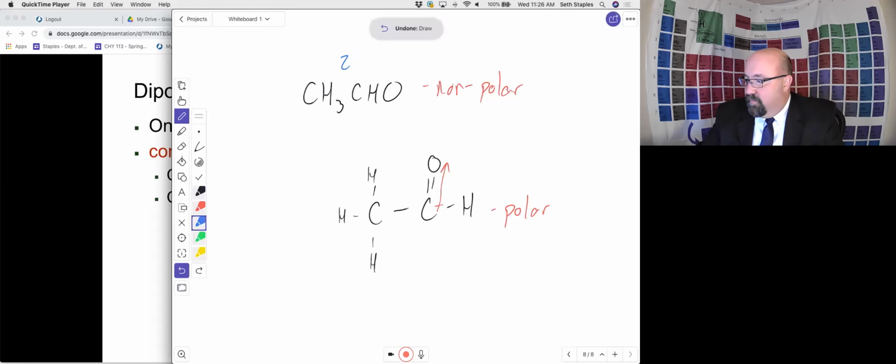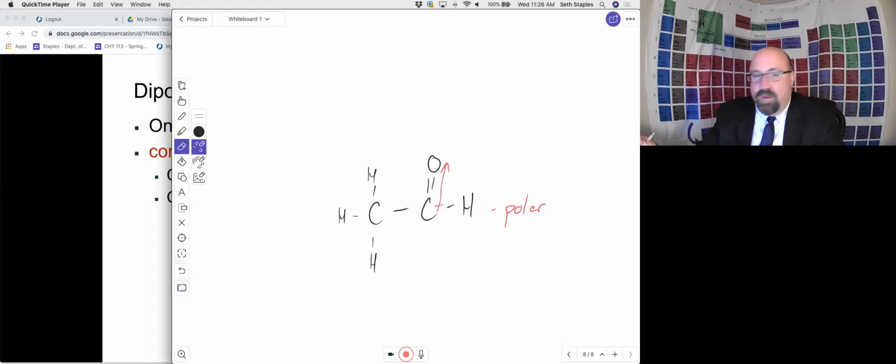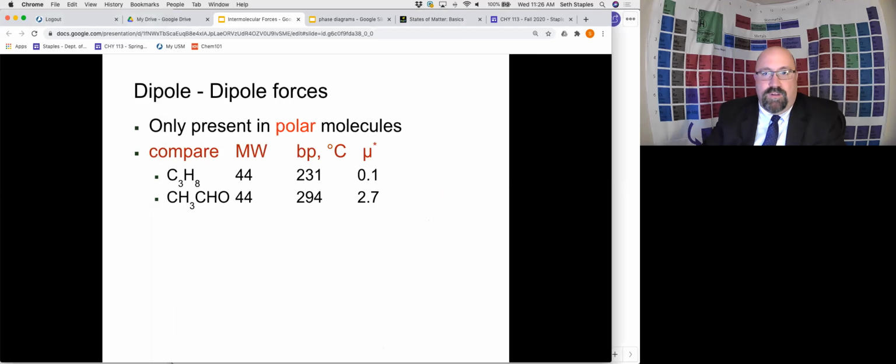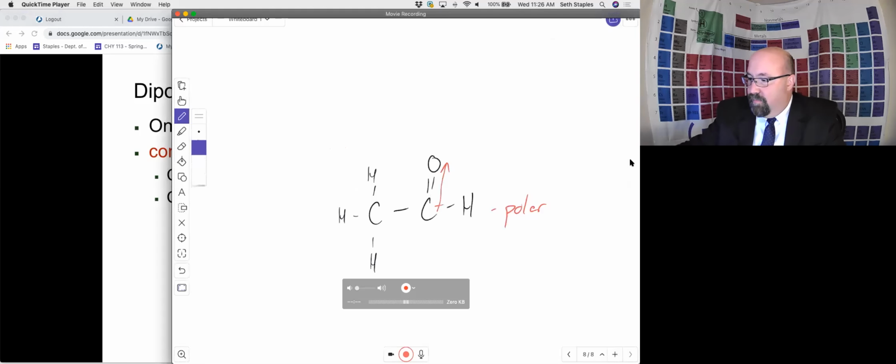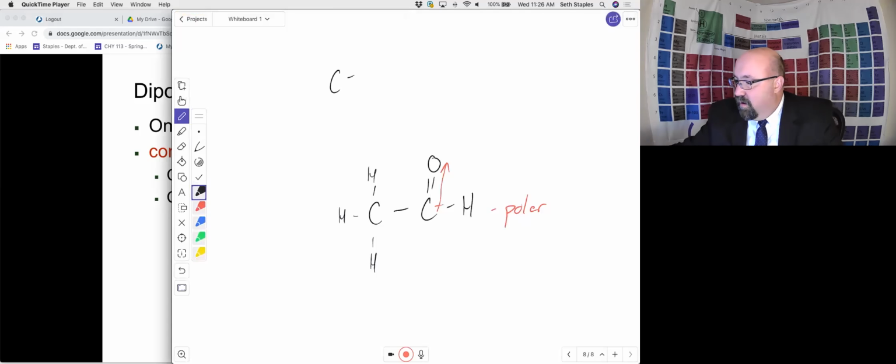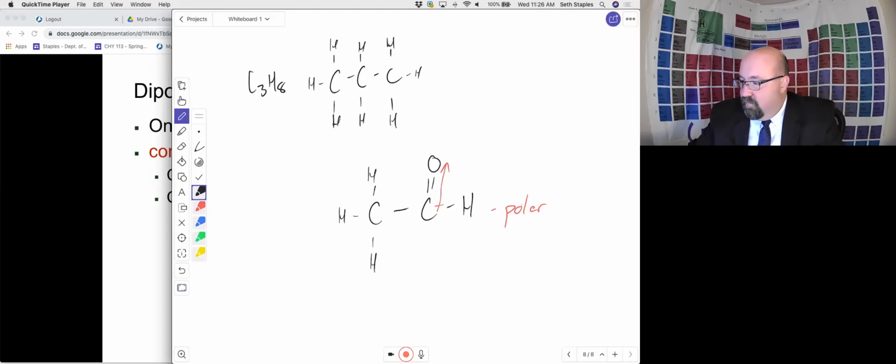Sorry. Just realized what I had done here. This is a polar molecule. The other molecule that we had looked at was C3H8. That should have been the one that I drew up here for comparison. So my apologies there. So these are the two that we're comparing to each other, C3H8 versus CH3CHO. There we go. That's better.